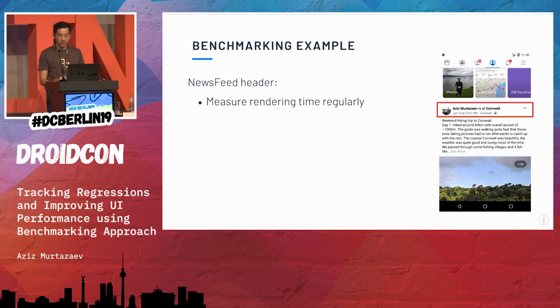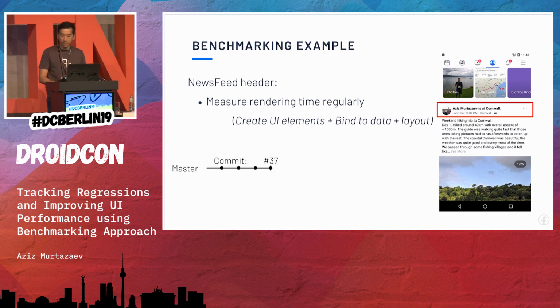What it incorporates, basically, we measure how long it takes to create UI elements, bind data, and do layout. So let's look at, for example, your master branch. You have the current head at, let's say, commit number 37, and the rendering time for the header took 10 milliseconds.